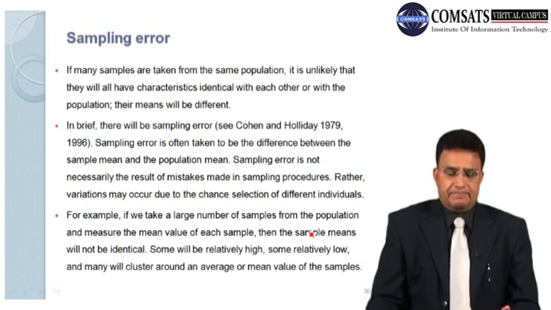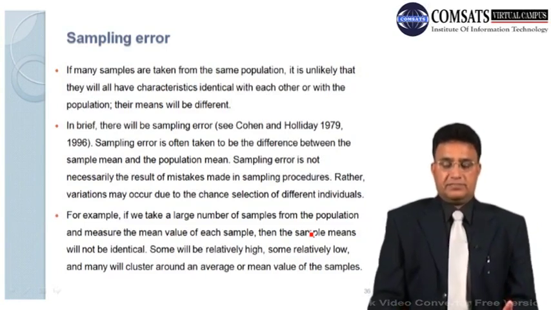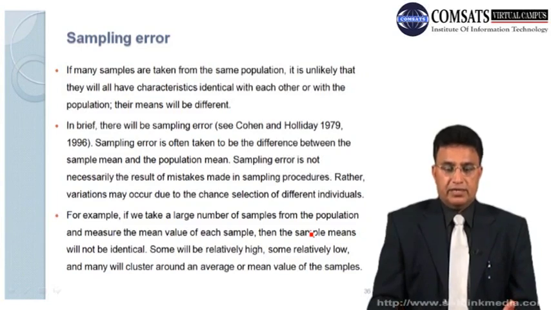So what is a sampling error? If many samples are taken from the same population, it is unlikely that they will all have characteristics identical with each other, with the population; their means will be different. In brief, there will be sampling error. Sampling error is often taken to be the difference between the sample mean and the population mean. Sampling error is not necessarily the result of mistakes made in sampling procedures. Rather, variations may occur due to the chance selection of different individuals.